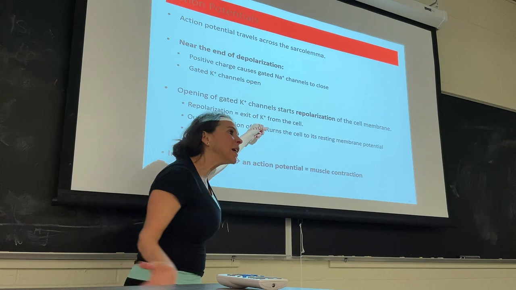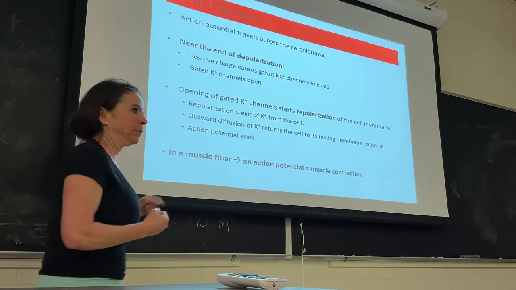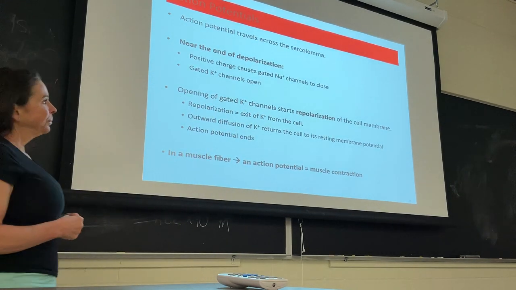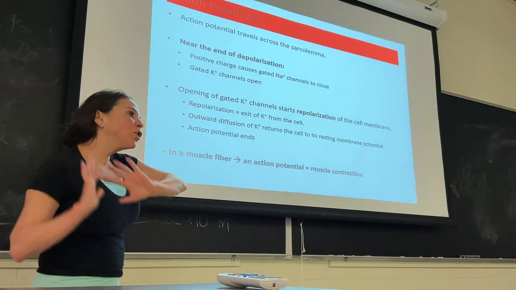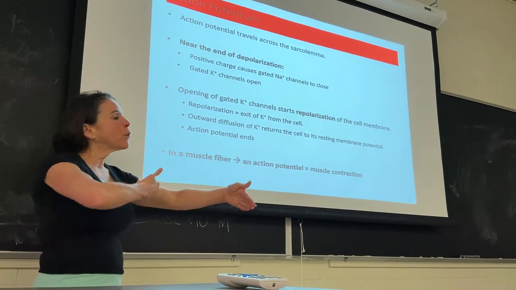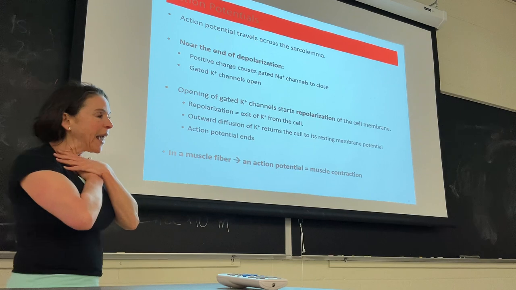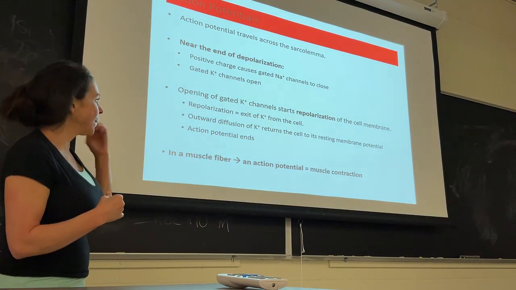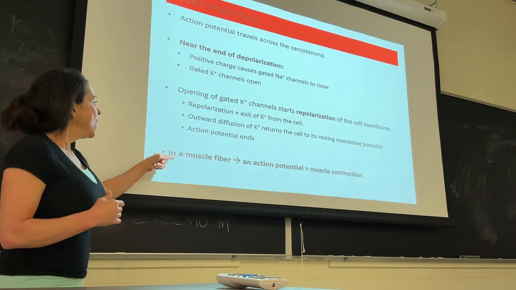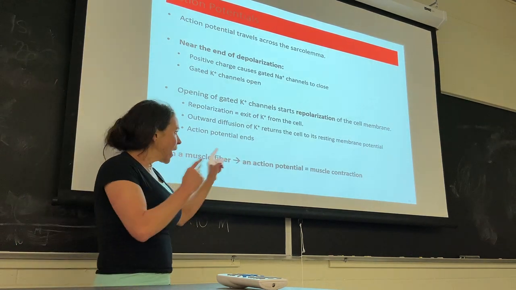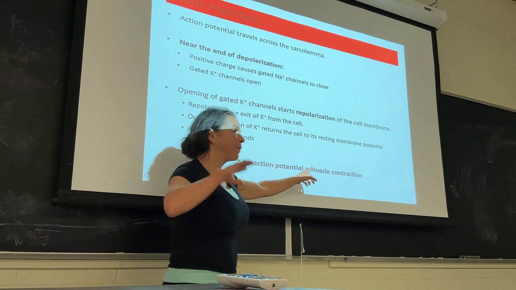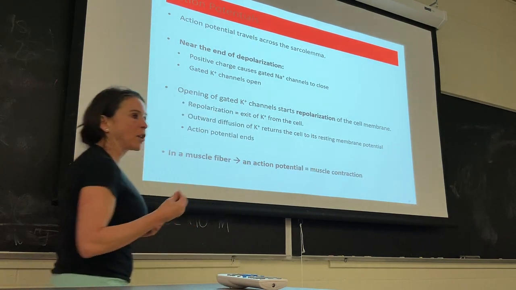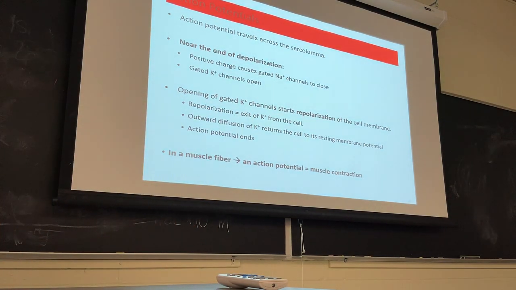Now potassium is going to exit. That outward motion of potassium is going to reverse the charges back to negative on the inside, positive on the outside, okay? In a muscle fiber, when we are discussing action potentials, this is how muscle contraction actually occurs.